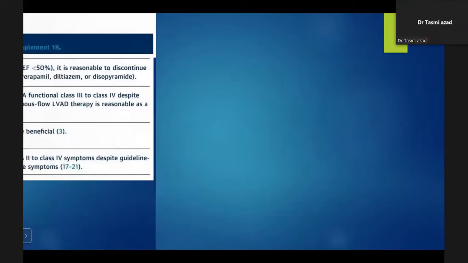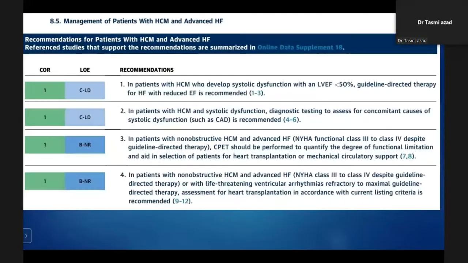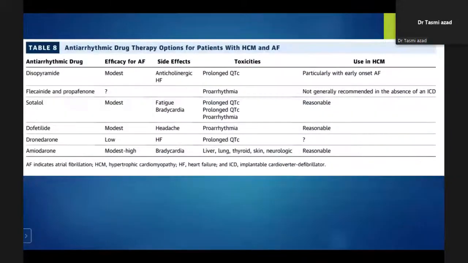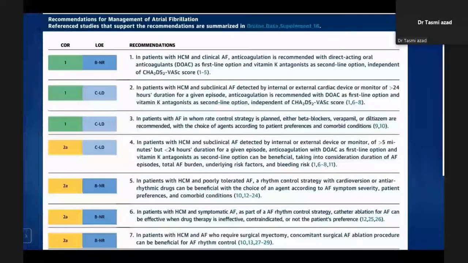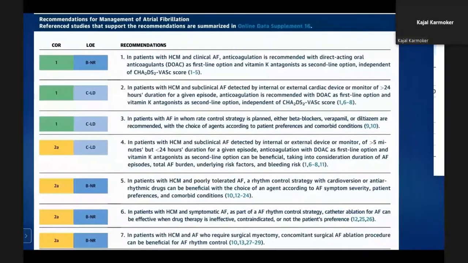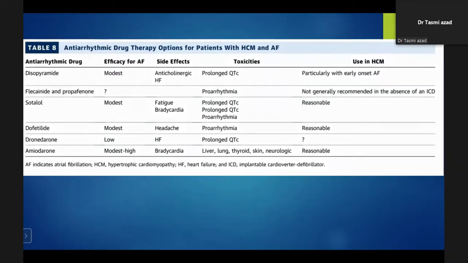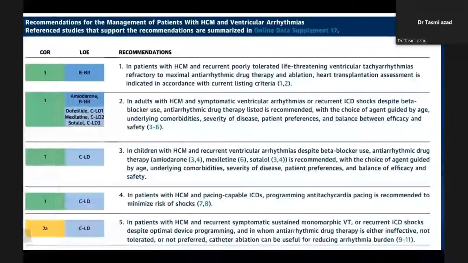Oh, thank you, sir, for mentioning atrial fibrillation. I am going to the slide once again. Atrial fibrillation, that is, the patient with hypertrophic cardiomyopathy. We vigorously treat the patient with atrial fibrillation. You need not go for CHA2DS2-VASc scoring. We will go directly for a direct oral anticoagulant as the first line option, and vitamin K antagonist as second line. We vigorously treat the atrial fibrillation to combat the risk of stroke in patients with HCM. And there are antiarrhythmic drugs as well. Disopyramide is the choice.